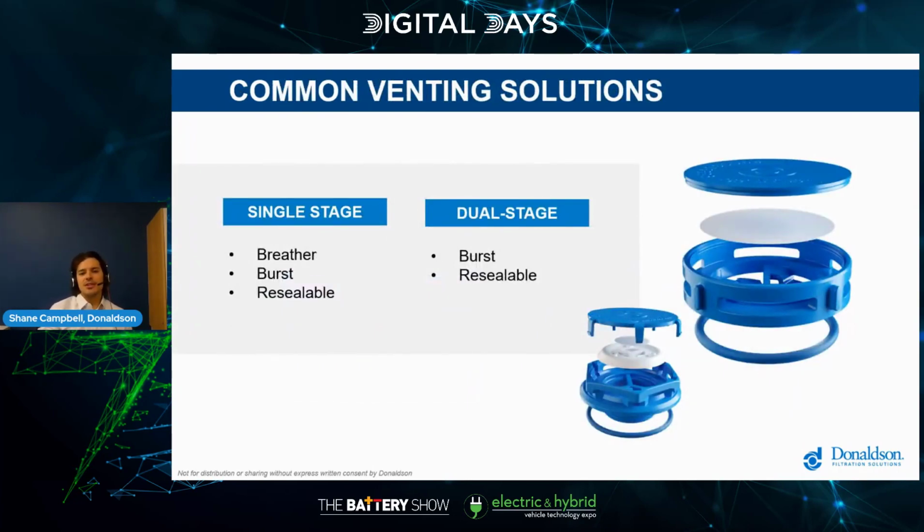There are a few different methods that are used to address battery pack venting. There are many single stage vents out there. You can see a breather vent, which is one of the stages. There are also burst and resealable options for the second stage of emergency degassing. But Donaldson is focused on delivering dual stage battery vents to the market that provide both breathing and emergency degassing. There are two varieties of this. The first is a burst style vent, which is our dual stage burst product, and then a resealable option, which is our dual stage flex.